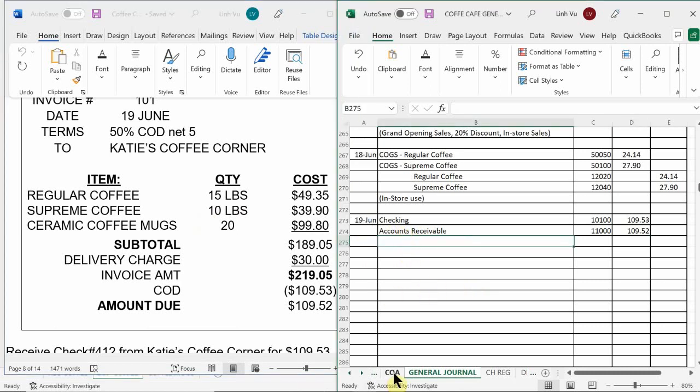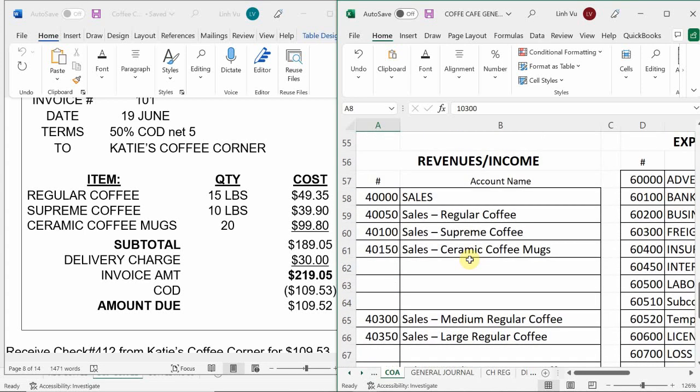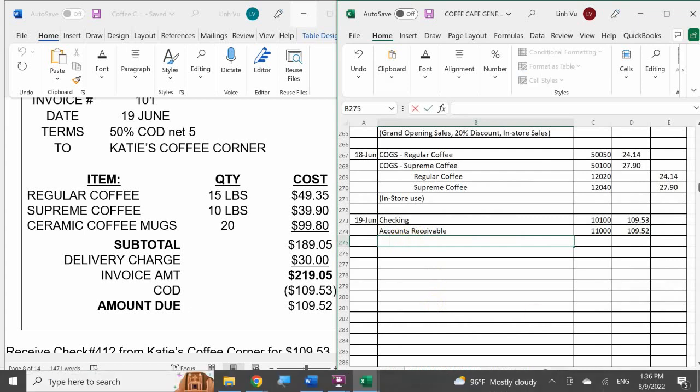What account are you going to use for that? Sales of regular coffee. Good. In this case, we have the sales by the pound of the coffee: the regular coffee, the supreme coffee, and we also have the ceramic coffee mug. Starting with 4,050, 4,100, 4,150 for the sales: sales regular coffee, sales supreme coffee, and sales for the ceramic coffee mugs.